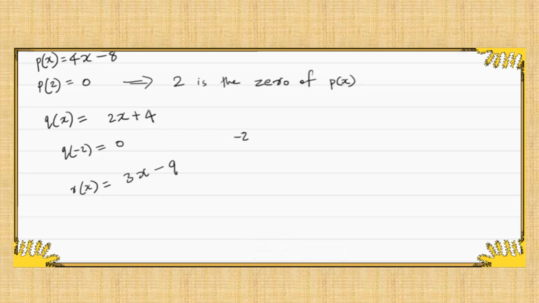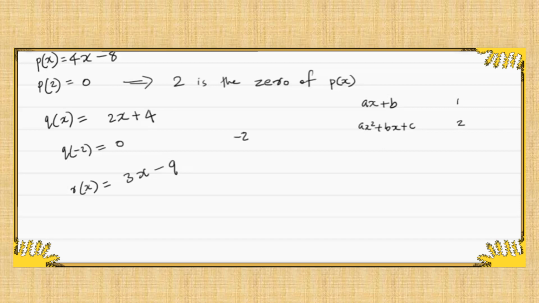One thing we studied in the last lesson: how many zeros are possible for a linear polynomial? Maximum 1. For a linear polynomial ax plus b, the number of zeros possible is only 1. And for a quadratic polynomial, ax square plus bx plus c, how many zeros are possible? 2 zeros are possible.